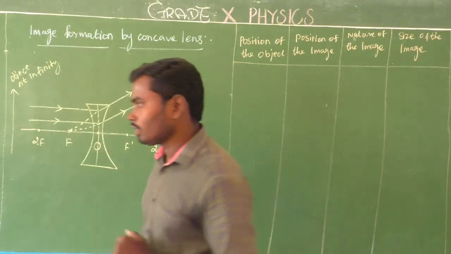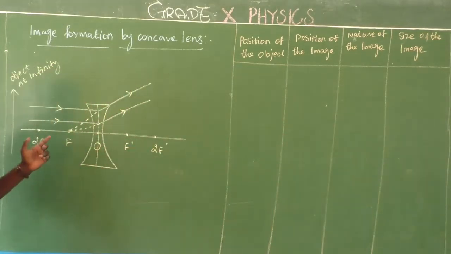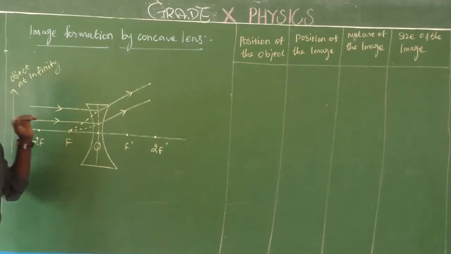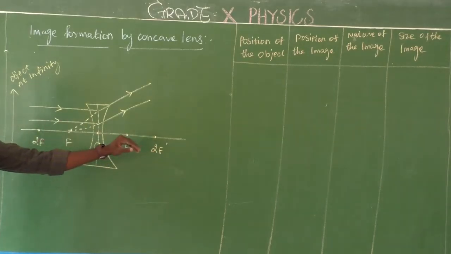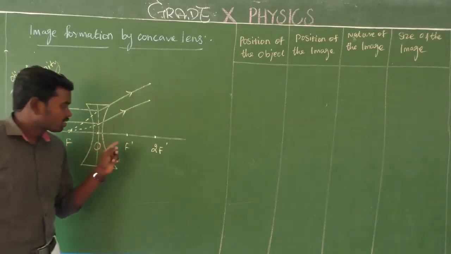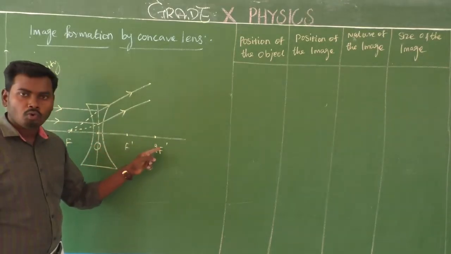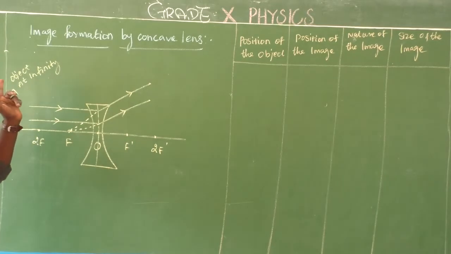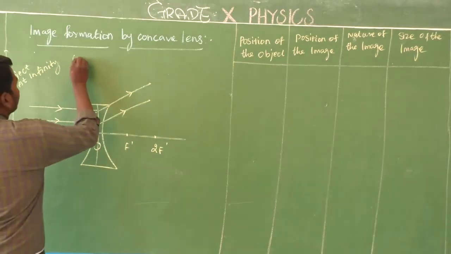Look at here, I repeat it again. Now consider a concave lens. The center point of the concave lens is considered as the optical center O. Next, an imaginary line which passes through the optical center is the principal axis, and this is the first focus and twice its focal length. Then this is the second focus and twice its focal length. Yes. First, I am going to place the object at infinity.